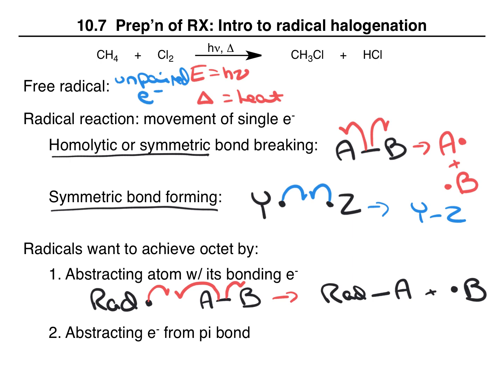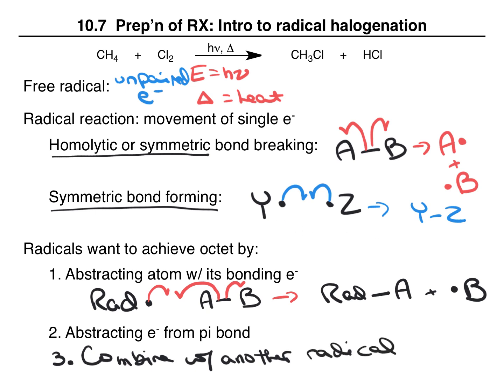Radicals can also achieve an octet by abstracting an electron from a pi bond. That's not relevant for the reaction that we're looking at right now, so I'm going to hold off on that. But there is one other approach, and that is to combine with another radical. That's what it looks like up here. So if we have a radical and it bumps into another radical, then these can combine together.